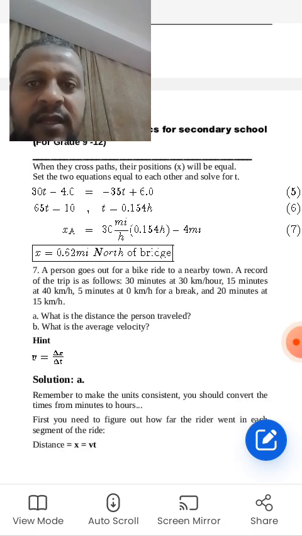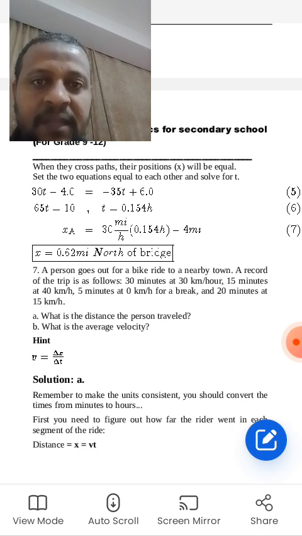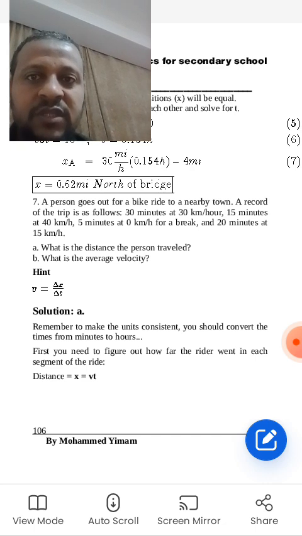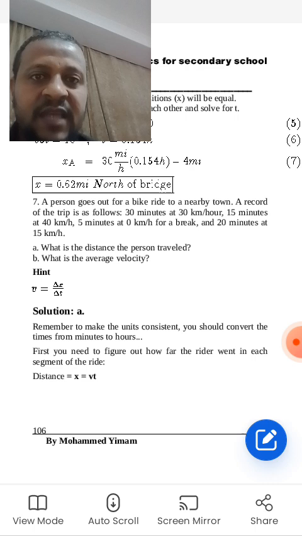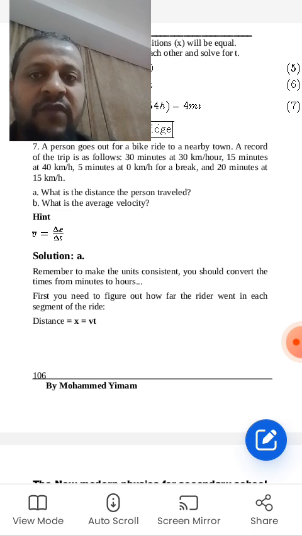Let's see one more example. Example 7. A person goes out for a bike ride to a nearby town. A record of the trip is as follows: 30 minutes at 30 km per hour, 15 minutes at 40 km per hour, 5 minutes at 0 km per hour for a break, and 20 minutes at 15 km per hour. A. What is the distance the person traveled? B. What is the average velocity? Hint: velocity is equal to change in x over change in time.